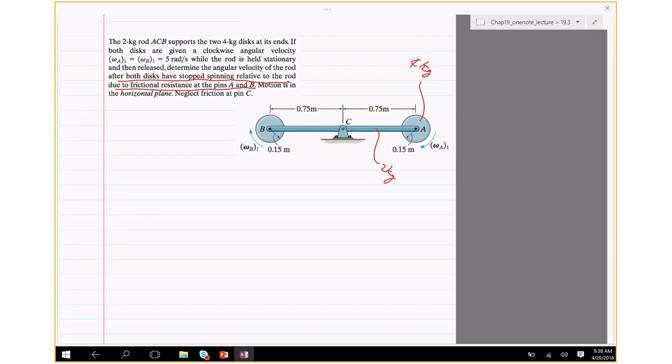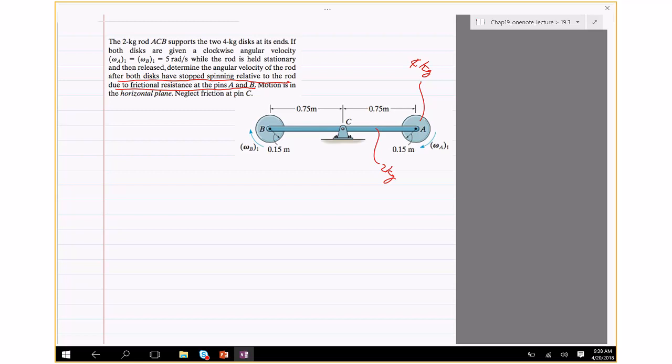Okay, so this is maybe slightly difficult to understand what's going on. So initially the rod is horizontal, it's at rest. Those discs are given speeds of 5 radians per second. It is spinning fast. What happens is, because there's friction at pin A and pin B, there's going to be interaction between the spinning disc and the rod. If there was no friction, they would just keep spinning. But since there's friction, they're going to interact. When they interact, this rod is also going to start spinning.